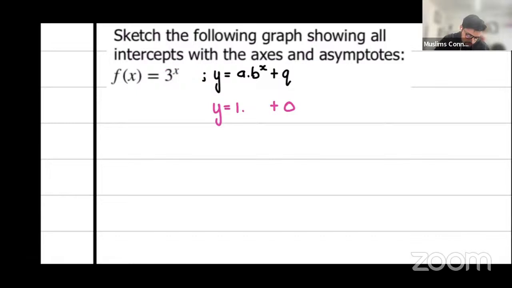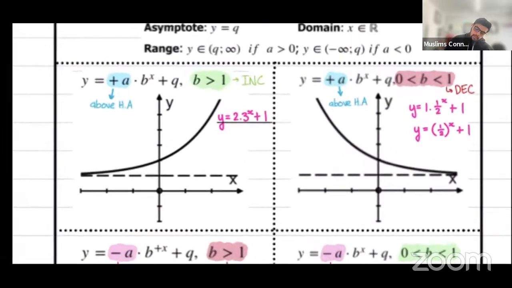A is always the coefficient and b is the base of the exponent. So even if there's a negative in front, b can never be negative. B is always greater than 0. It's either between 0 and 1 or it's greater than 1. But a can be negative. So a in this case is 1. B is 3 to the power of x. So a is greater than 0 and b is greater than 0. So a being greater than 0, we have above the asymptote. B being greater than 1, sorry, I'll change it to greater than 1, means it's increasing.